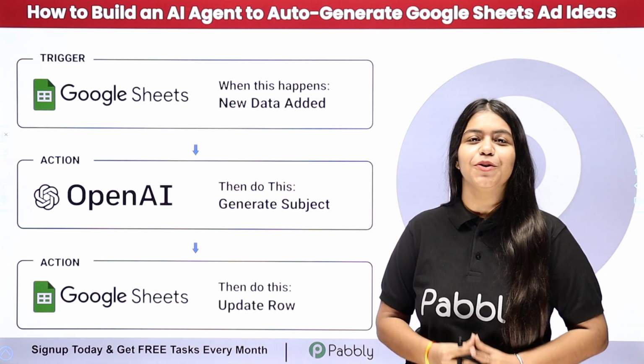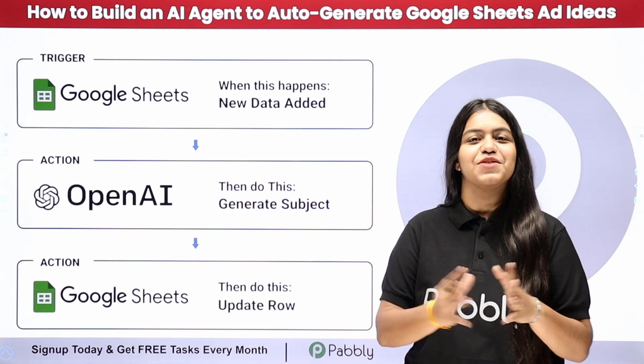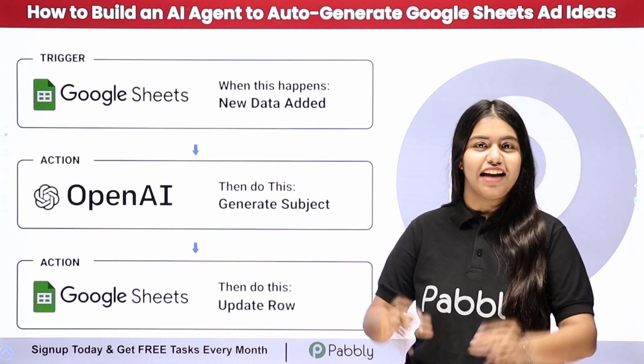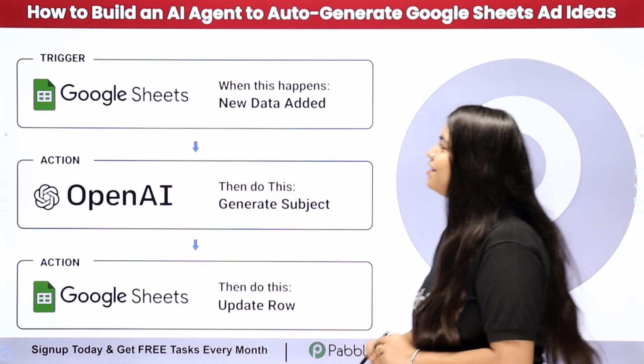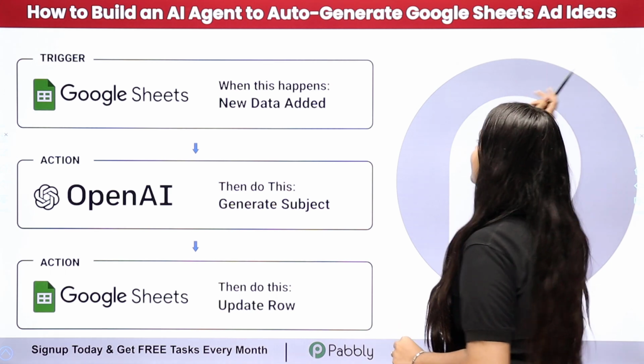So do you also want to use an AI agent to generate the ad ideas for your business? Then this video is definitely for you. So hello all, welcome back to Pabbly Connect, and in this video we are going to understand how to build an AI agent to auto-generate Google Sheet ad ideas.